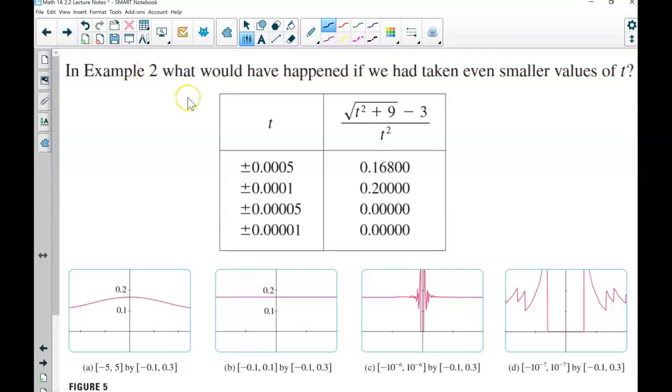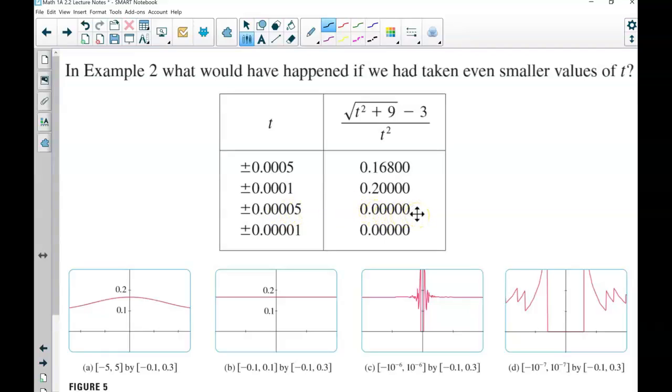Now in example 2, what would have happened if we had taken even smaller values of t? The table shown here shows the results from one calculator. You can see that something strange seems to be happening. If we start going smaller by putting in a positive and negative value of 0.0005, we get 0.168. If we go even smaller, plus or minus 0.0001, you get 0.2000. If we put in even smaller, plus or minus 0.00005, we get 0.0000.